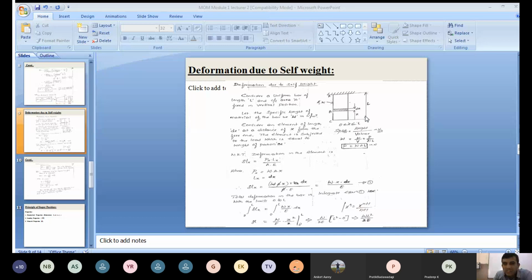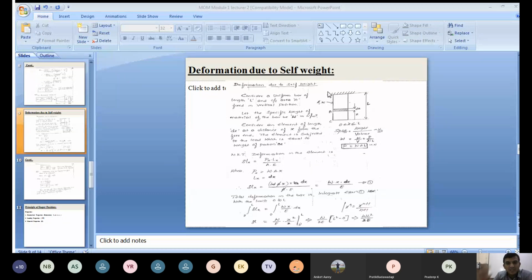Finally, what is our aim? What is the load acting on a bar when it is kept in vertical position? That is the load acting on the bar: P is equal to specific weight into area into length. Remember this formula. Clear? Here there is no external load acting. Weight itself acts vertically downward. The load acting on the body is equal to the specific weight of the body times the volume of the body. Volume is nothing but area into length. Remember this formula. Now we'll derive the deformation induced in the bar due to self weight.